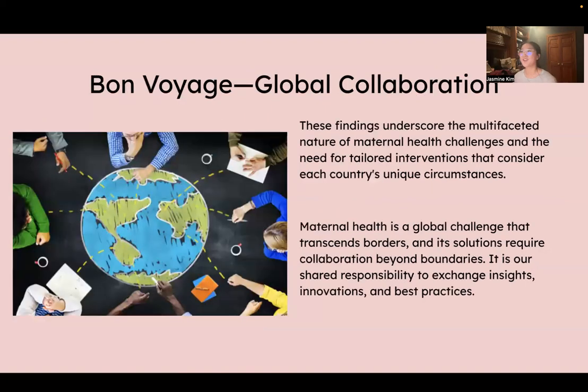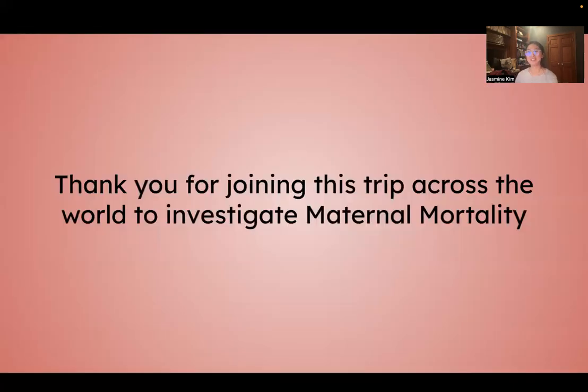As we conclude our journey across the landscapes of maternal health, it becomes evident that the challenges and triumphs are as diverse as the countries themselves. These findings underscore the multifaceted nature of maternal health challenges, transcending borders and cultures. So, bon voyage to your own journey in the realm of global health advocacy, where every step brings us closer to a world where maternal mortality is an anomaly and not a reality.